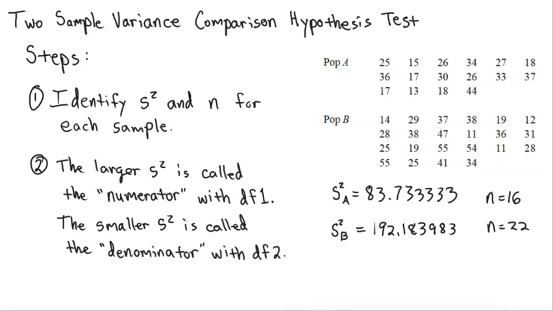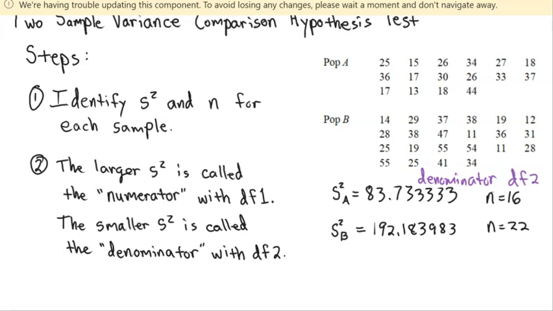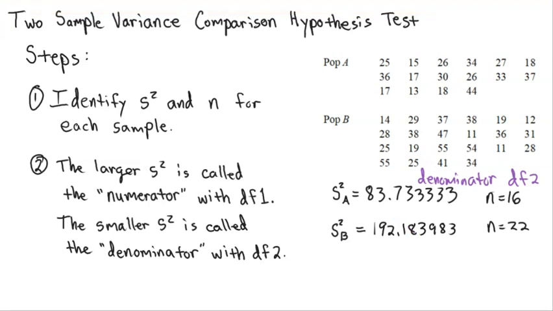All right, so let's look at these. Which one's larger and which one's smaller? Well, 192 is larger than 83. So that means that the s squared, the variance from A, we're going to call this one the denominator, and the larger one, which is also going to be called df2, that's degrees of freedom 2. And then the variance from the sample from population B, we're going to call that the numerator variance.